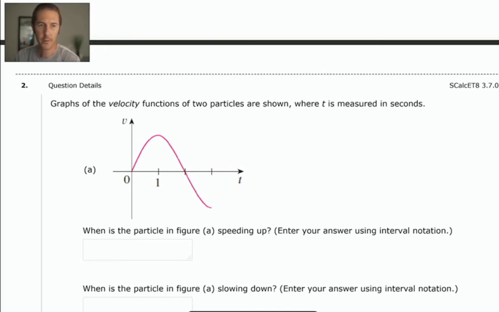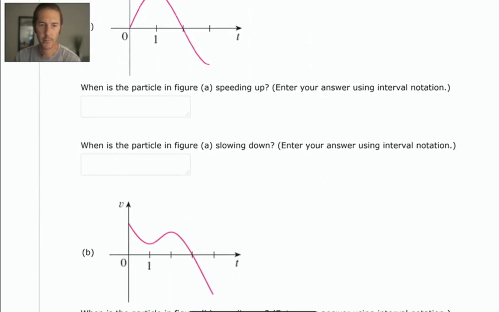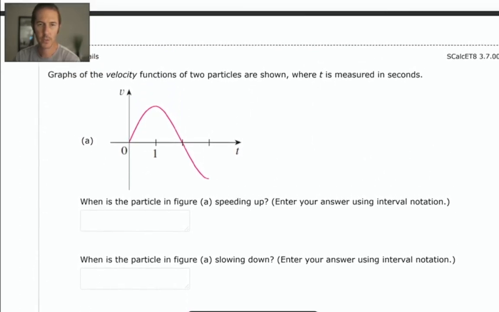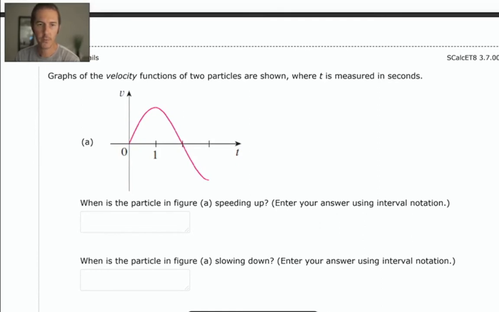The graphs of the velocity functions of 2 particles are shown. Here's one, there's the other one. So let's just look at the first one. T is measured in seconds. When is the particle in figure A speeding up? Remember that a particle is speeding up when the acceleration and velocity are either both positive or both negative.